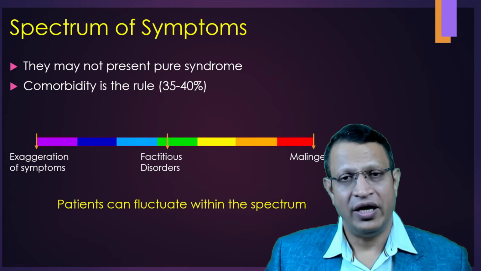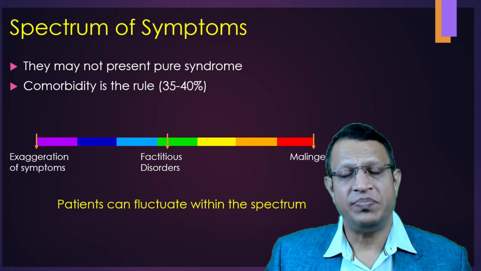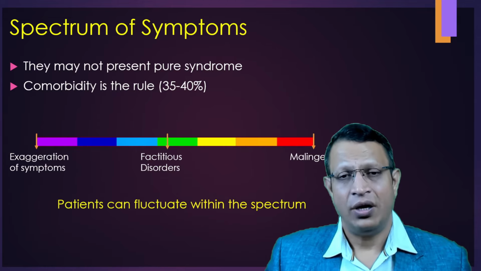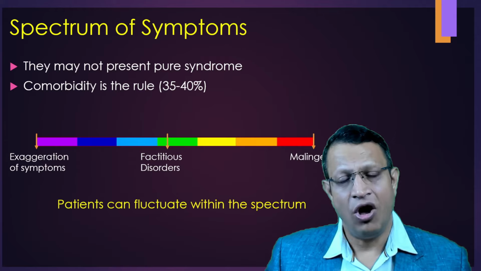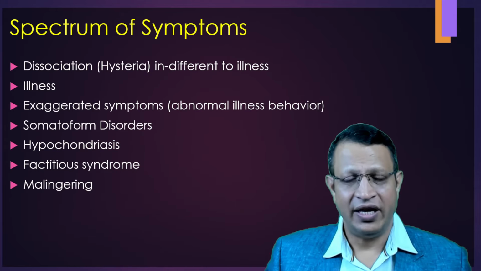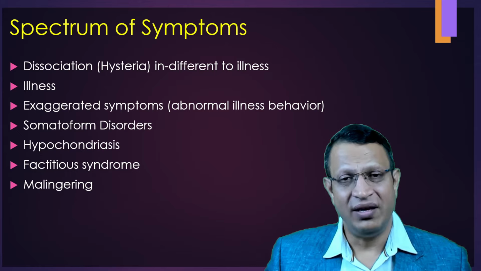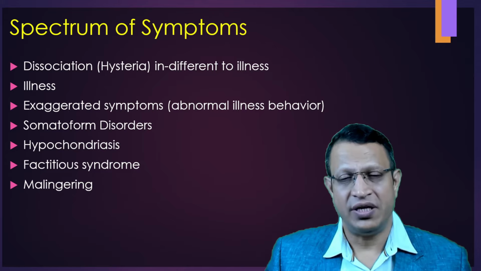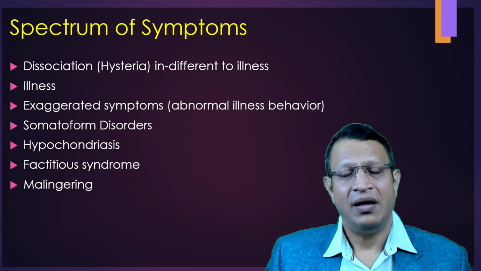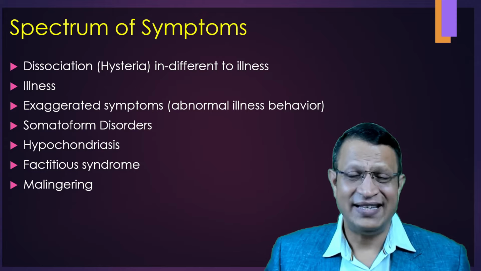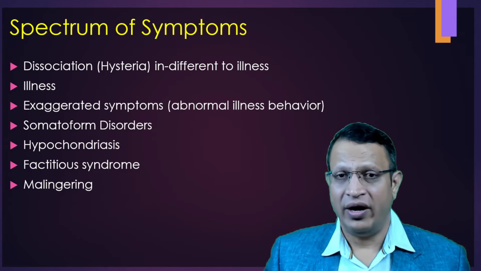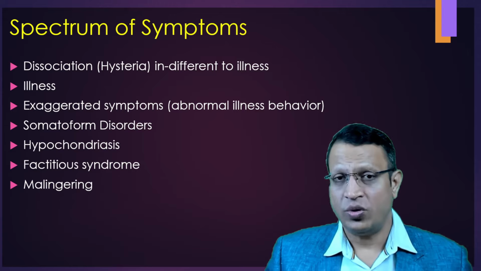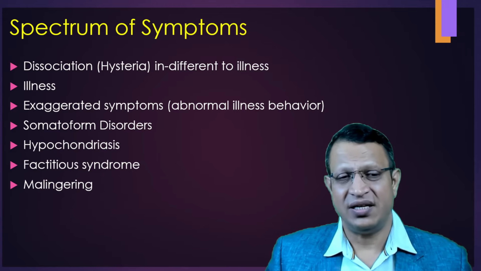Comorbidity is the rule in factitious disorder. 35 to 40% of Munchausen syndrome has one more medical illness or psychiatric illness. Invariably, the illness which you can think of is hysteria or dissociation. Here the patient produces symptoms, but he has complete indifference towards these symptoms, that is dissociation. Further, a person has a real physical illness, but here he exaggerates symptoms. You may call it abnormal illness behavior, which was introduced by Pilowsky during the 1960s.